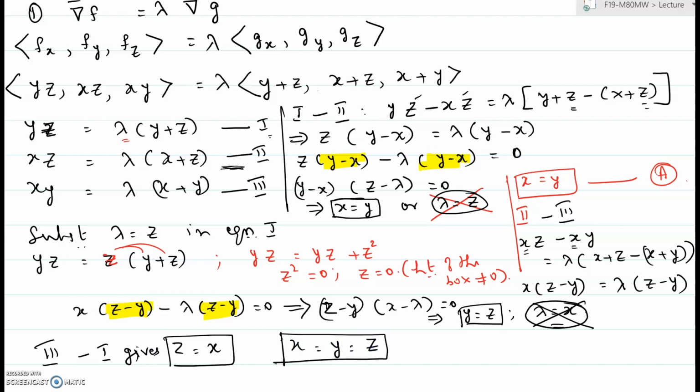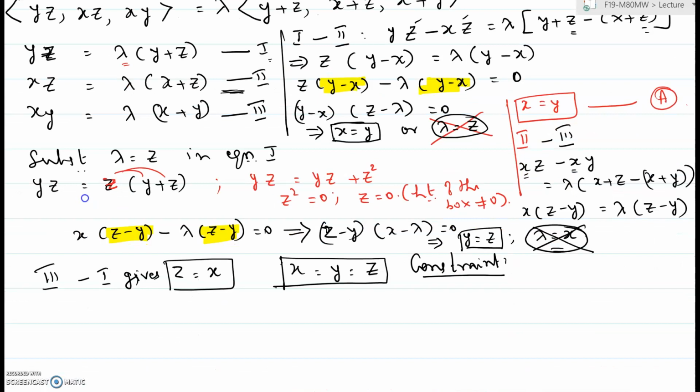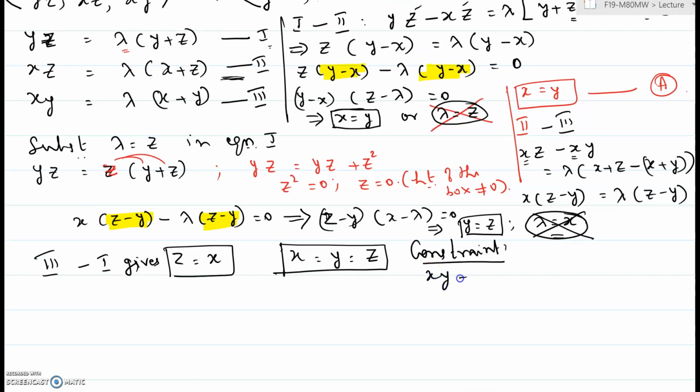Which shows that the length, width and the height are all equal in a rectangular box, which makes it into a cube. And also we have to find out the dimensions. So we will use the constraint function, which we have not used. So constraint function is, in this problem, xy plus yz plus xz equal to 200. That is the constraint one. Now we have x equal to y equal to z.